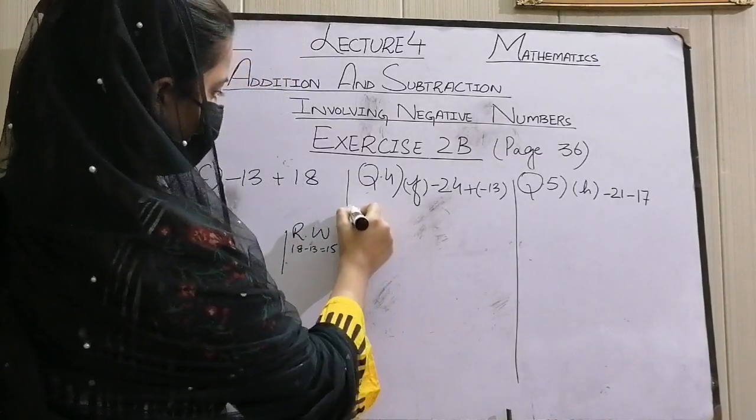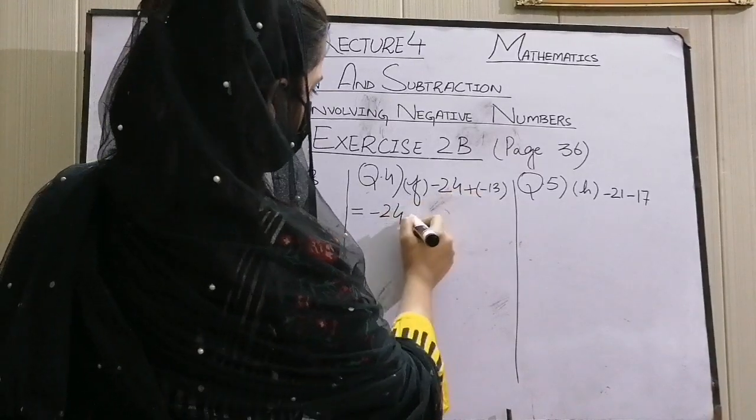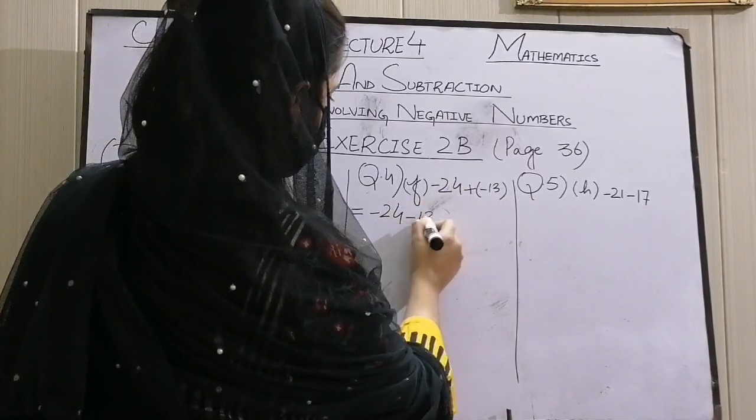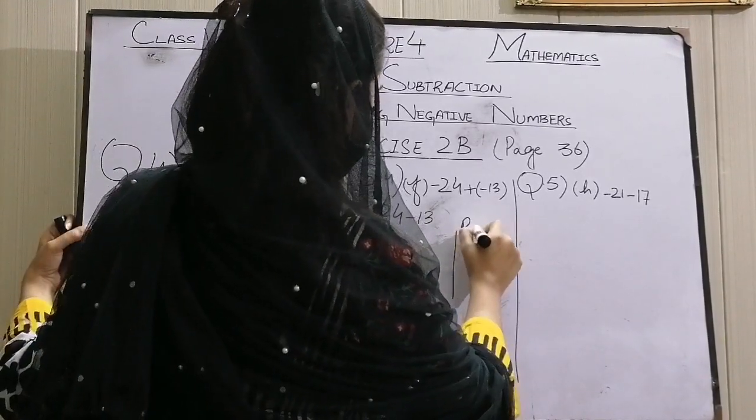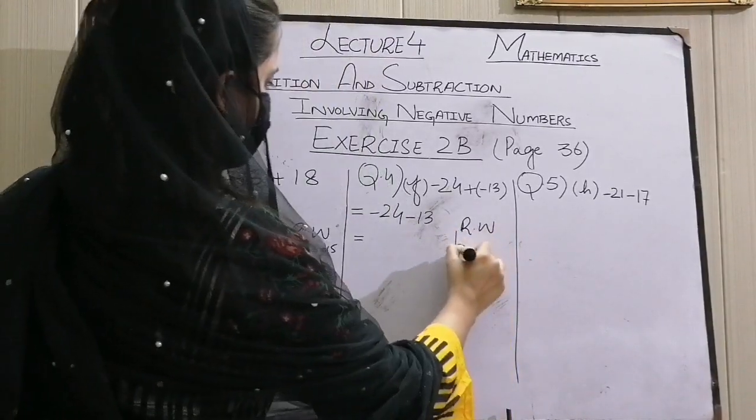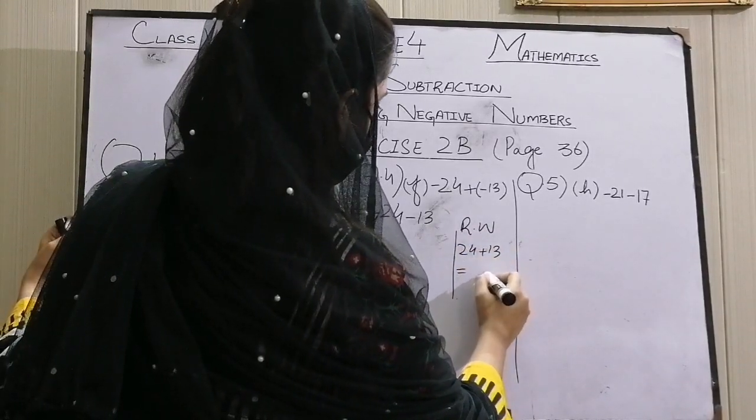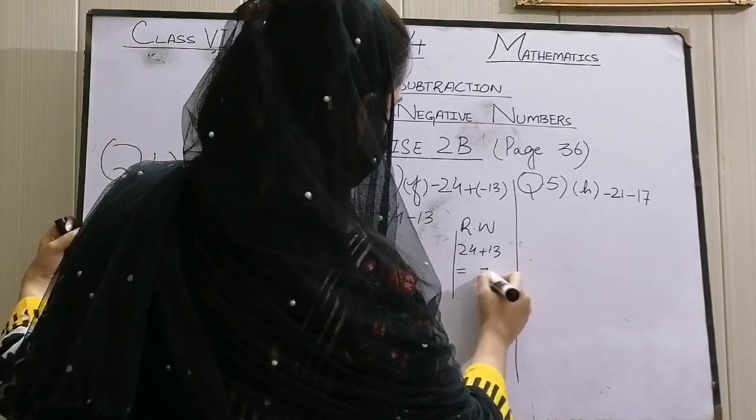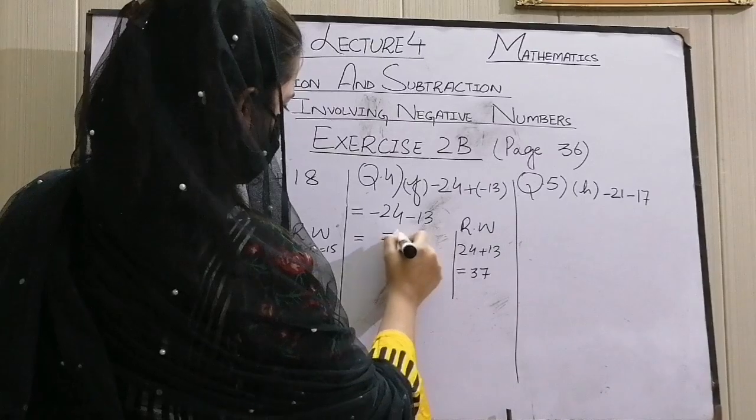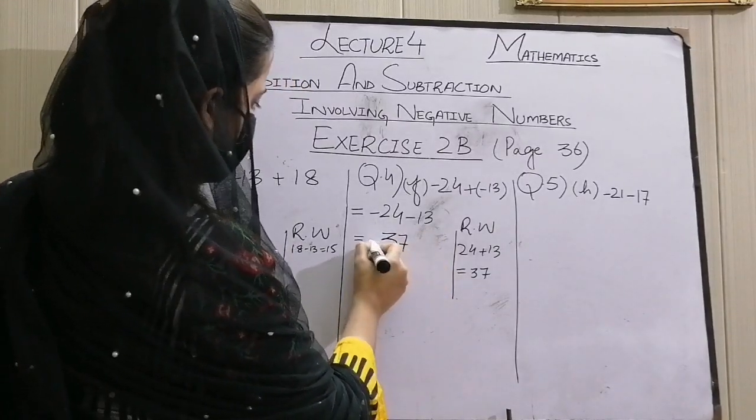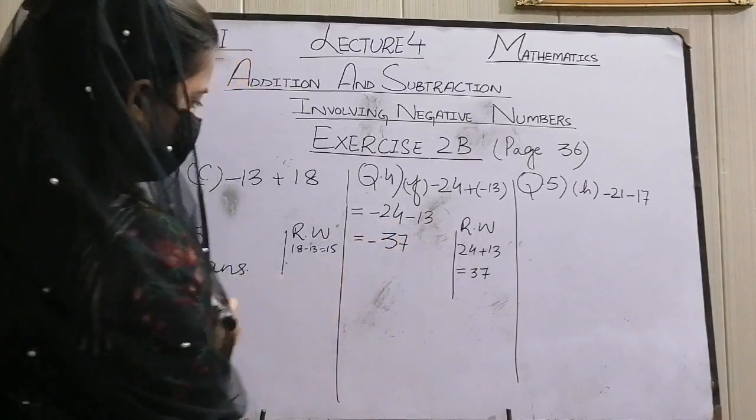Part F. In part F we have to solve the bracket first. Plus minus minus. Both of these numbers are with the same sign. We have to add up these numbers in rough work. 24 plus 13, 37. And we have to put a negative sign with it because the bigger number has a negative sign with it.